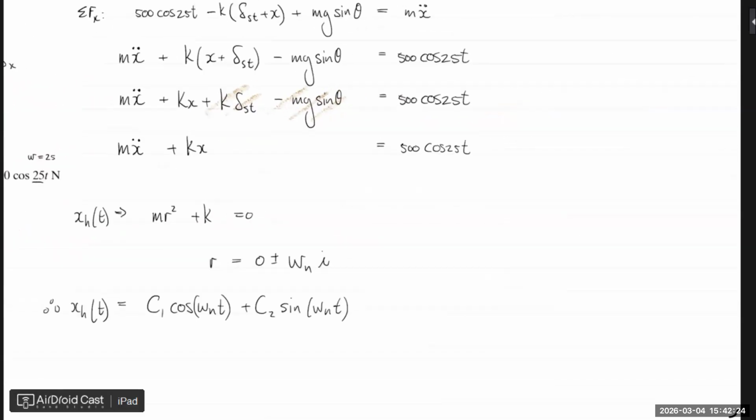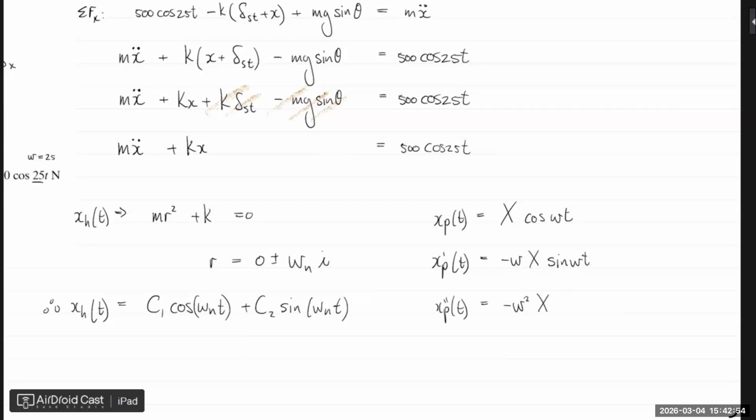And then for a particular solution, remember, we are basically guessing. But we make an educated guess. Which one will it be? Cosine, right? Because there's already a cosine involved. So we're going to say cos, and not omega n, but just omega t. So get the first derivative, negative omega X sin omega t. Get the second derivative, negative omega squared X cos omega t.